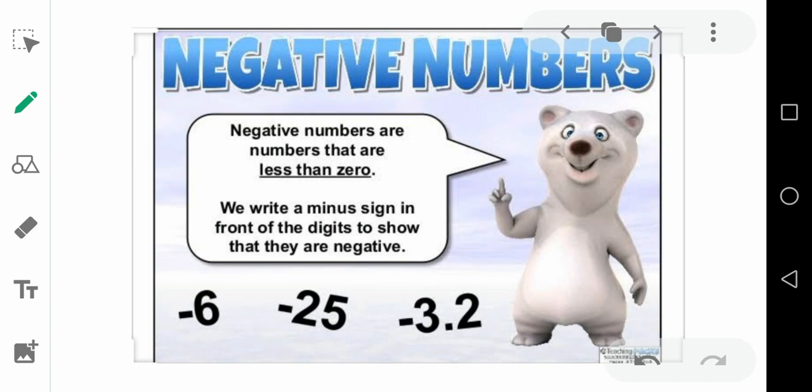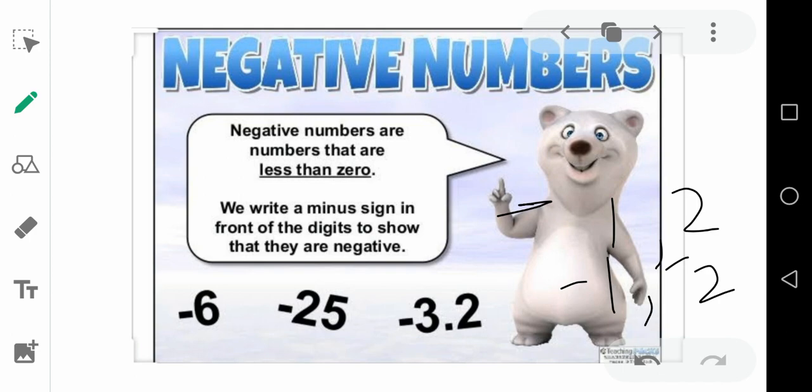Then the next set of numbers you studied was negative numbers. Negative numbers means if you put a negative sign, that is a minus sign, before the natural numbers 1, 2, 3. What will be the negative of 1? Minus 1, minus 2, minus 3. Those are the negative numbers.